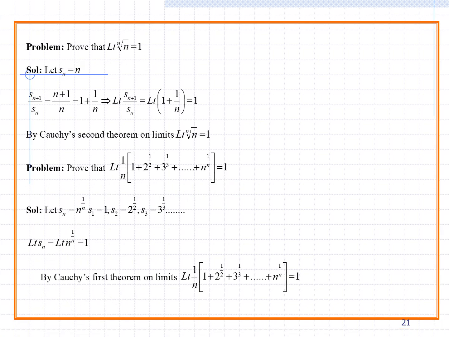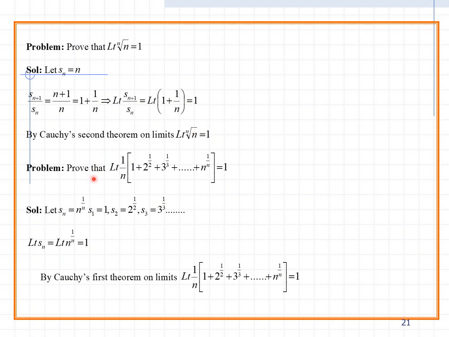Let us see this one more problem. Prove that limit nth root of n equals 1. Again you can take Sn equal to n. So S(n plus 1) by Sn: the nth term is n, the (n plus 1)th term is n plus 1, so (n plus 1) by n. But directly there is no need to substitute infinity. You can simplify to 1 plus 1 by n. Now we take the limit of S(n plus 1) by Sn. The value of 1 by infinity is 0, so the final value is 1. By Cauchy's second theorem, limit nth root of n is 1.